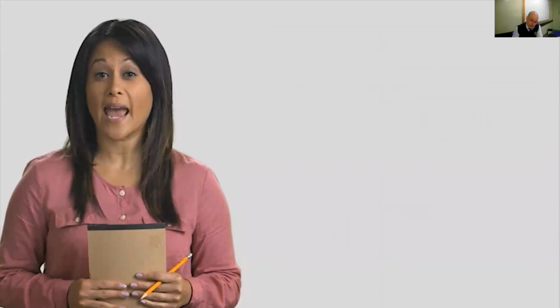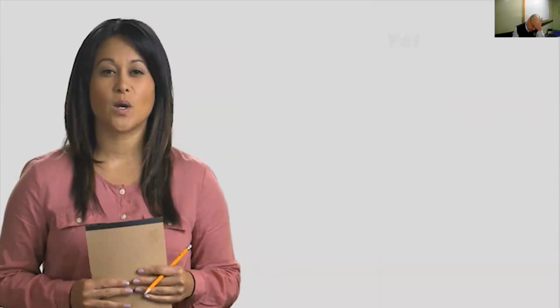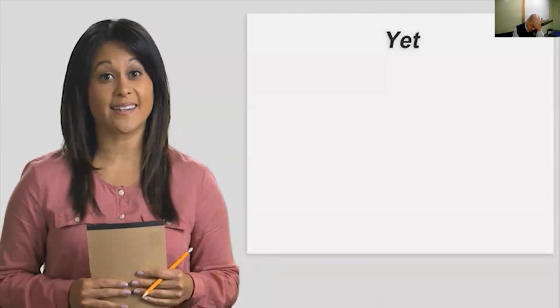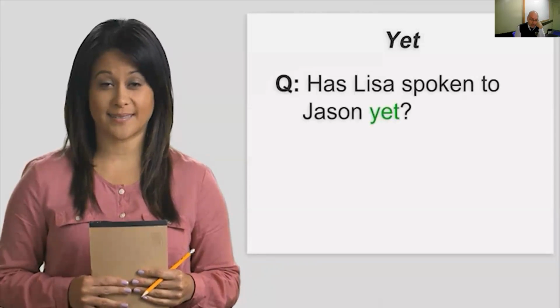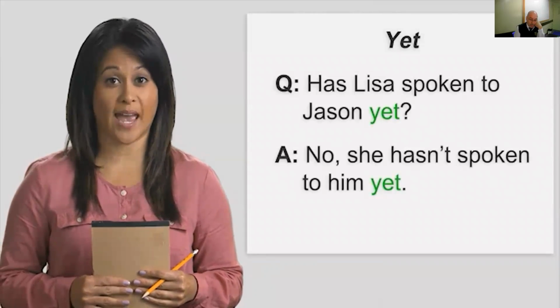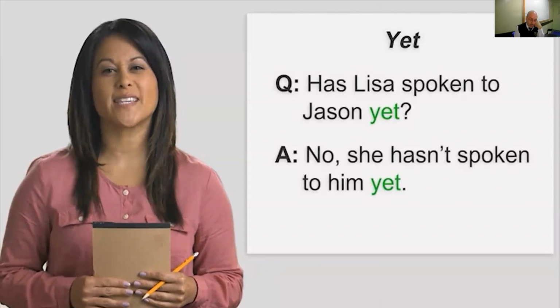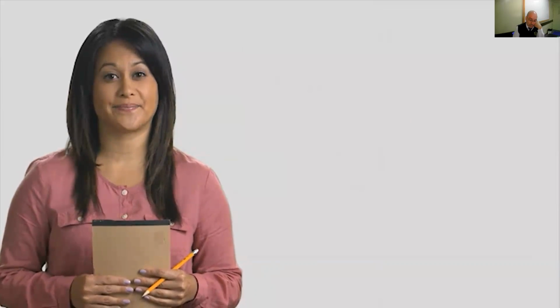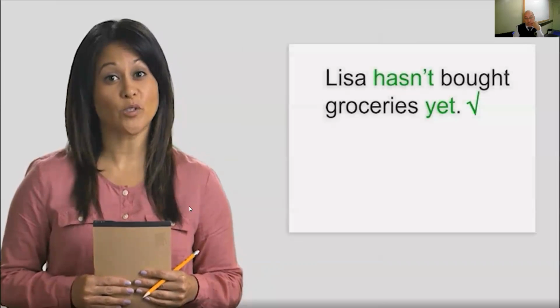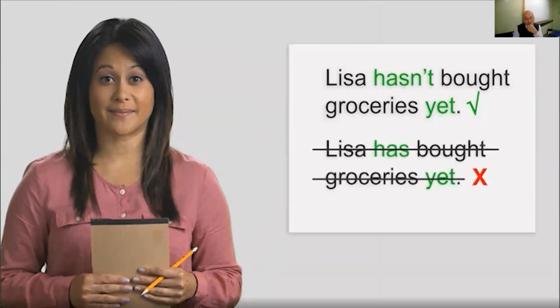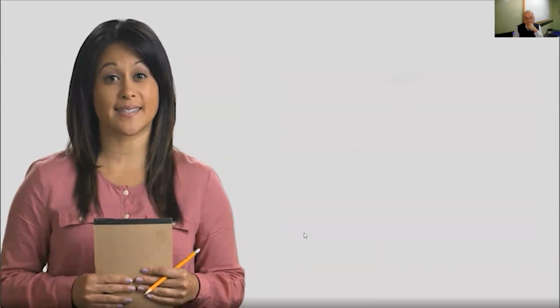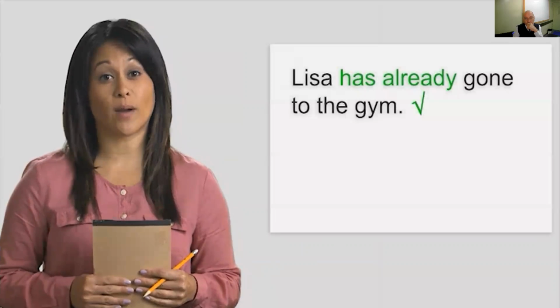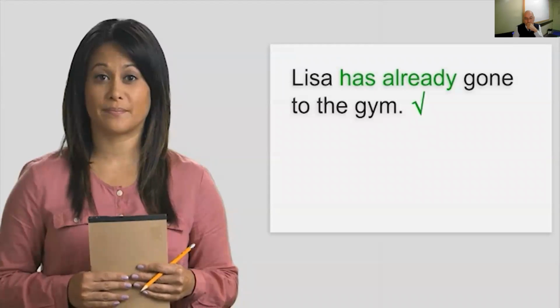Yet means something did not happen before now, but it may happen sometime in the future. We use yet in questions and in negative answers. Has Lisa spoken to Jason yet? No, she hasn't spoken to him yet. Don't use yet in affirmative sentences. Lisa hasn't bought groceries yet. Don't use already in negative sentences. Lisa has already gone to the gym.